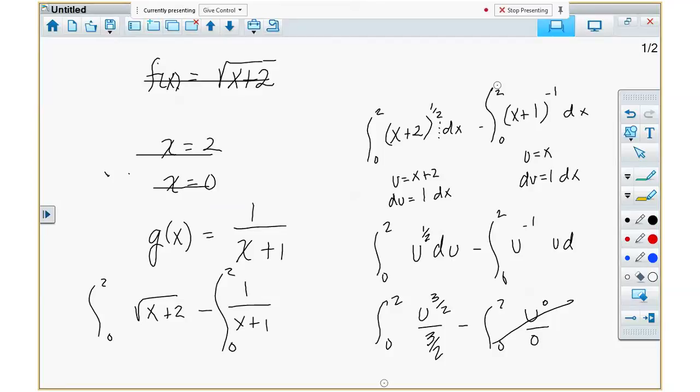We already took the interval, so that's evaluated at 0 and 2. All right, finish it out.